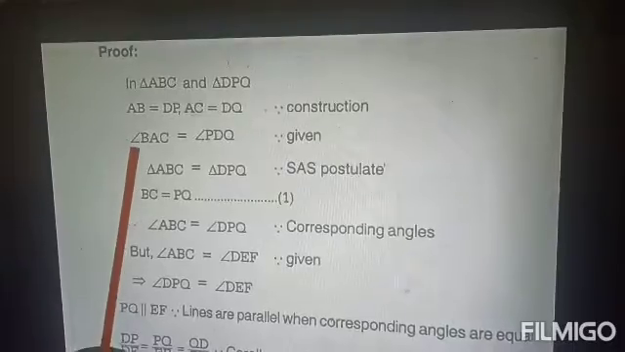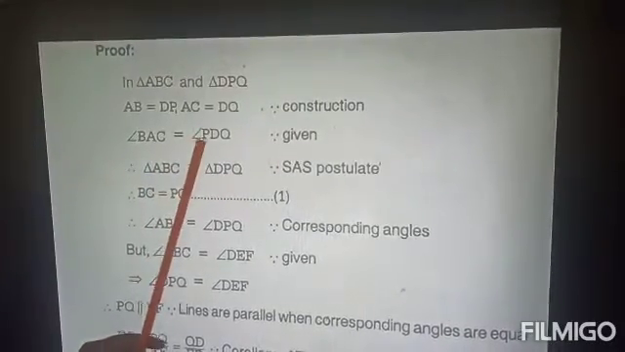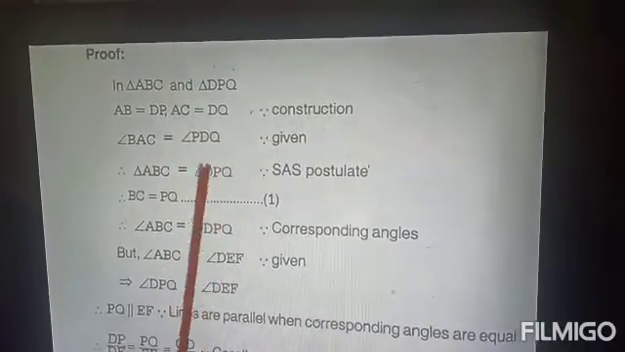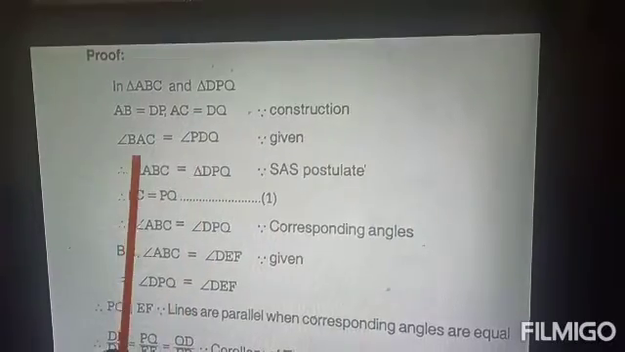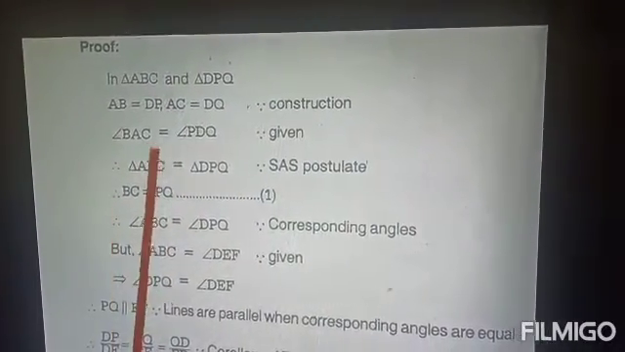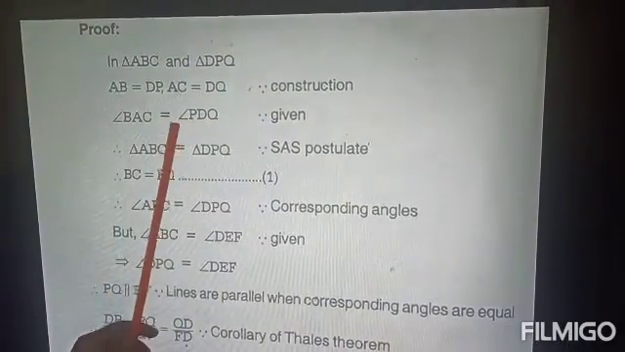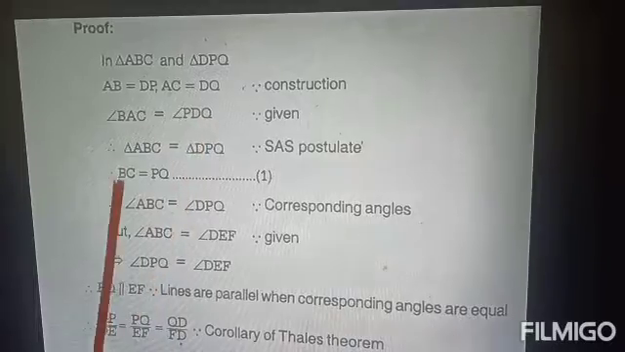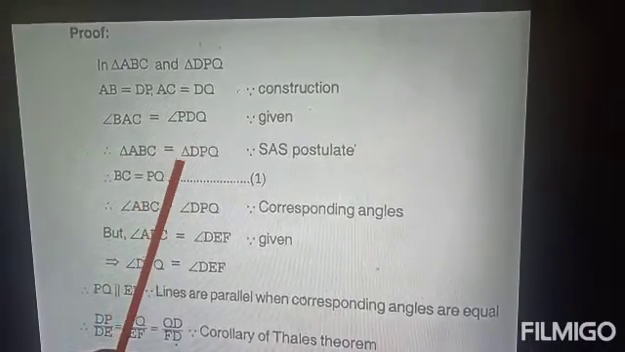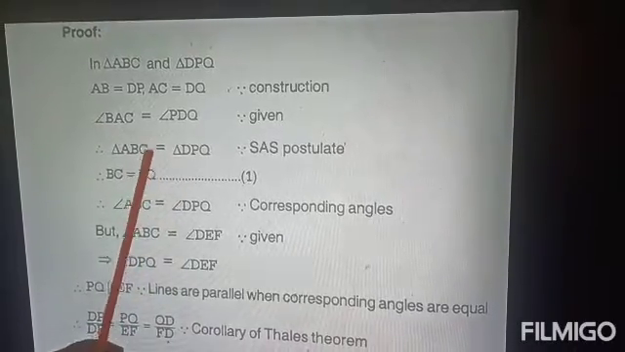Then angle BAC is equal to angle PDQ. That is given in the data only, given in the definition only. Angle A is equal to angle D. We took it in the data only. Angle BAC is equal to angle PDQ. Therefore, triangle ABC is congruent to triangle DPQ.